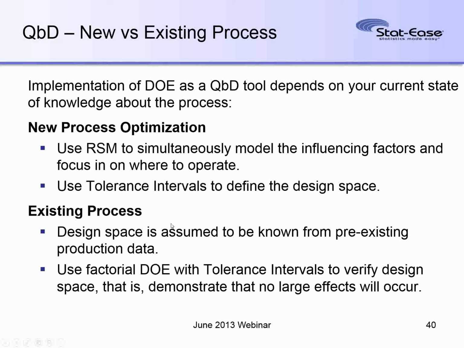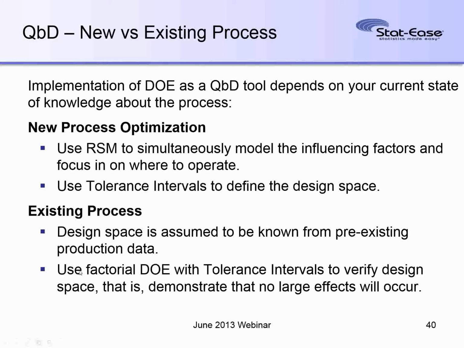With an existing process, you're going to be trying to requalify it. And the design space is assumed to be known. You've got existing production data. You've been working with this for a long time. Now we're trying to confirm that we have a good operating space.